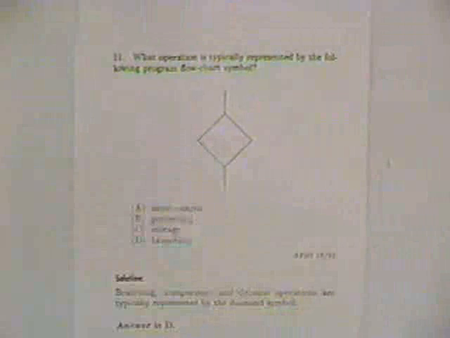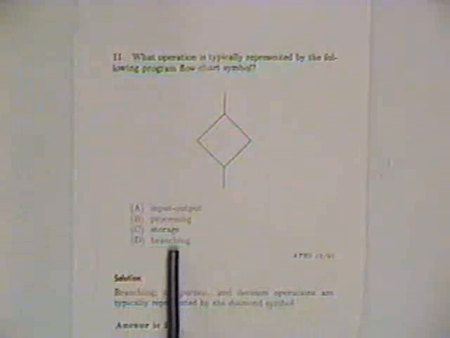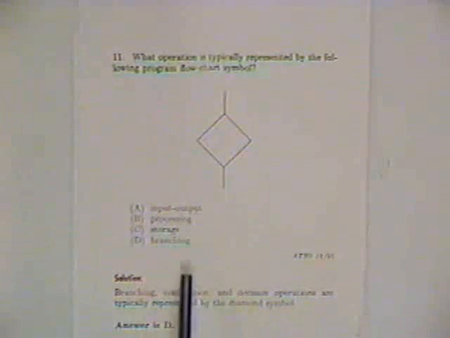An example would be here, where the question is asking what operation is typically represented by the following program flowchart symbol. So you can look at that and you see that the shape is of a diamond. That's going to be a decision point where you're going to make some comparison and do some branching. So the answer would be, in this case, D, branching. It doesn't represent processing. It doesn't represent input-output. It doesn't represent storage. Right?